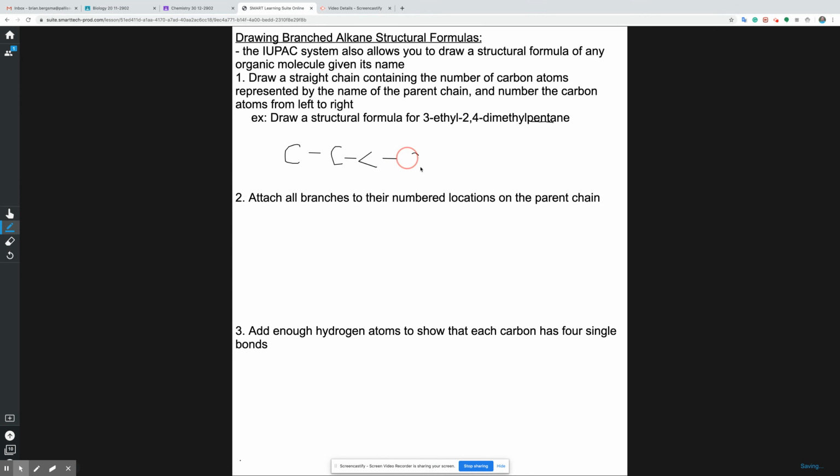That's a nice C there. All right, we got a 5-carbon chain. So that's where we start. We draw our pent, 5-carbon chain, left to right.